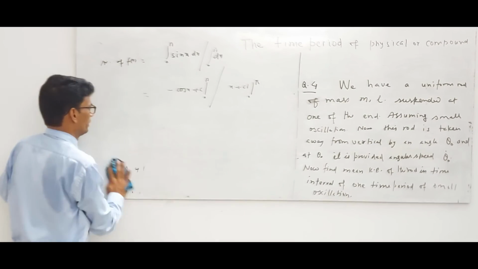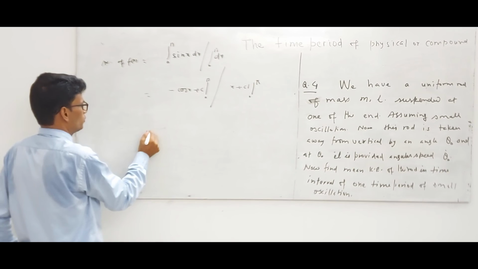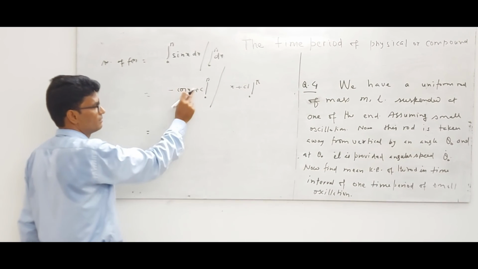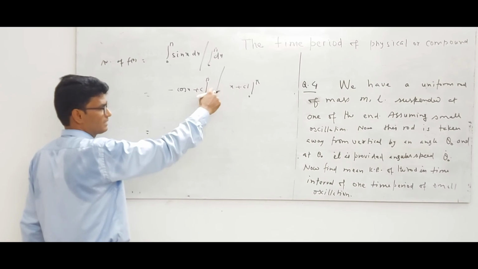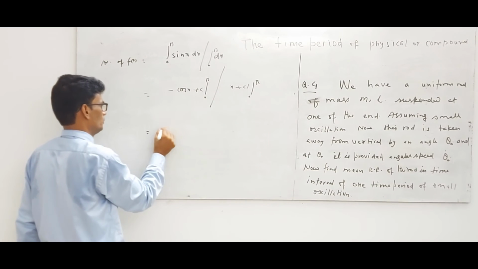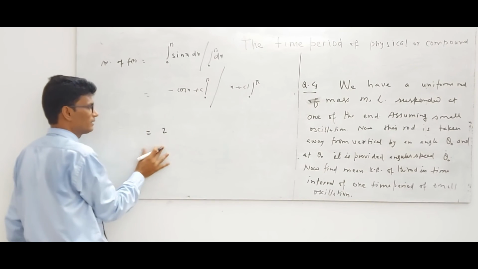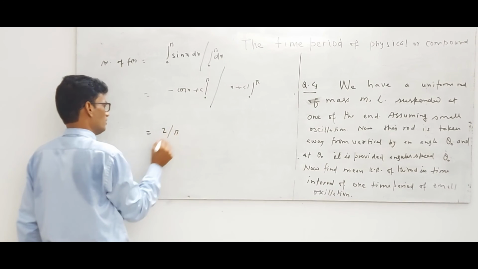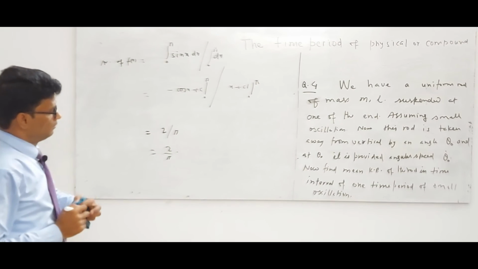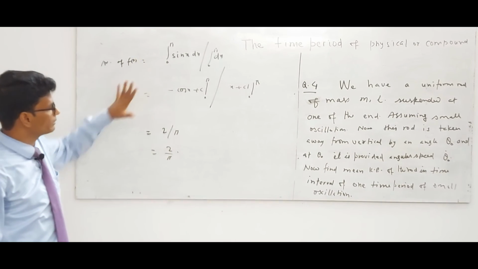Now look at here, put the upper limit minus the lower limit: minus cos pi minus (minus cos 0), plus c, and that c has been cancelled out. So minus minus plus, 1 plus 1, this comes out to be 2. And here is the pi, so the value is 2 over pi. We did the calculation like that.